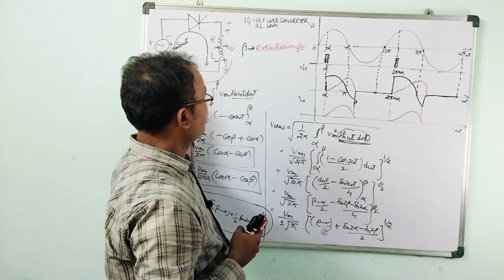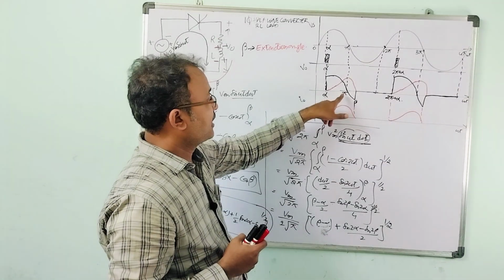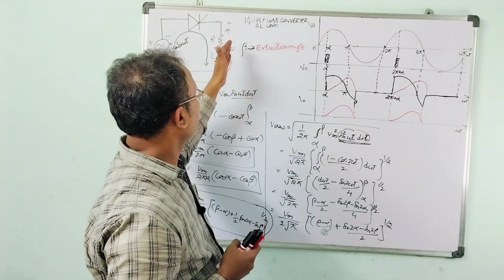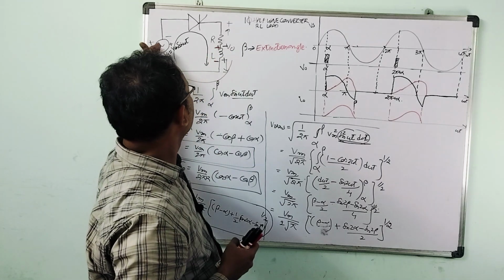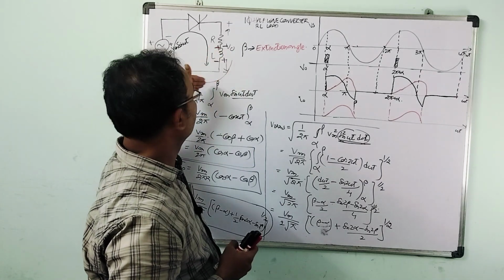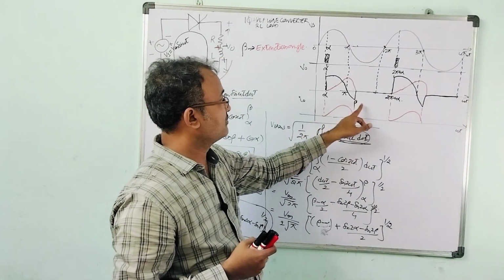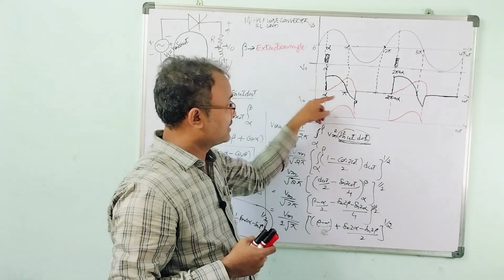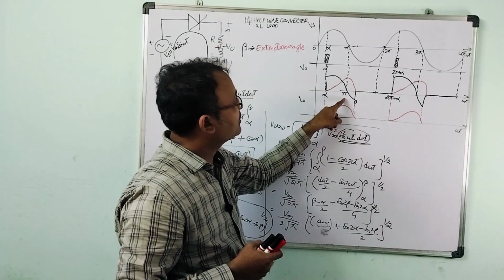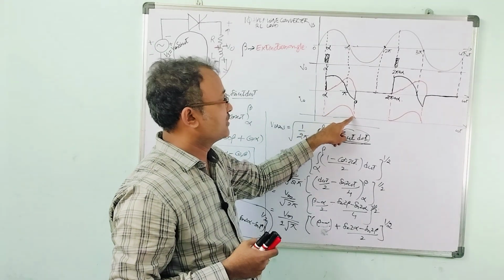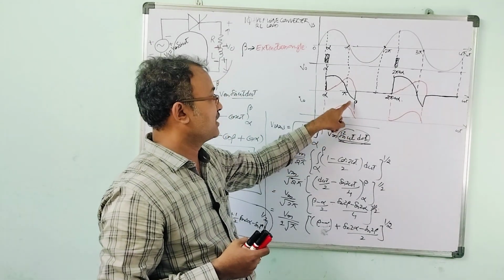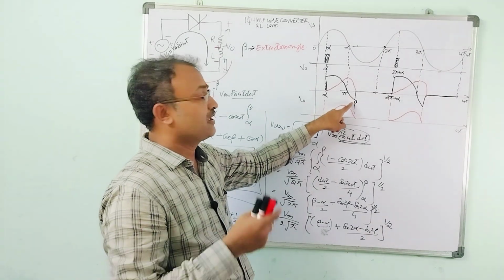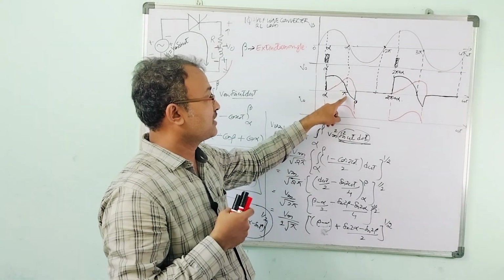Power flows from source to load from alpha to pi, and from pi to beta the power is sent back. A part of the energy flows from the load to the source during this interval, whatever energy is stored in the inductor. Till the inductor dissipates it, the current continues to flow. That is why it is known as the extinction angle. Actually it would have to stop conduction at pi.